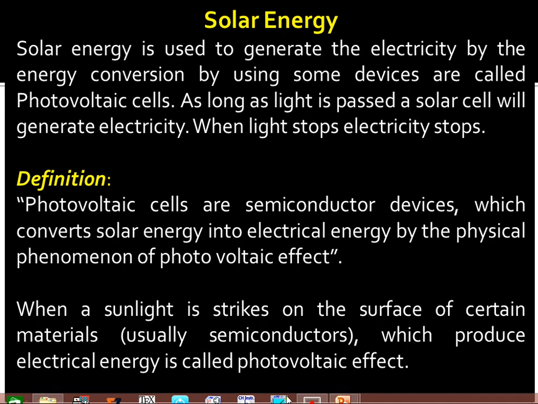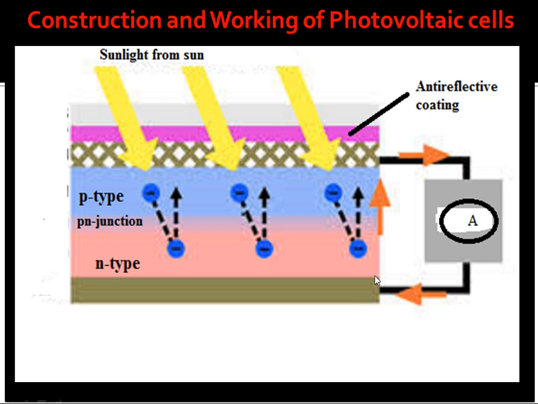The word itself tells us that photo means light. By hitting light on certain materials, we get voltage. This physical phenomenon is called the photovoltaic effect. Simply, we can call it a photovoltaic cell. Let us see the construction and working of a typical single PV cell or photovoltaic cell.